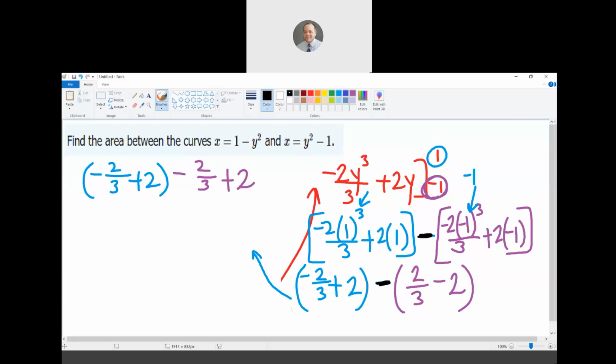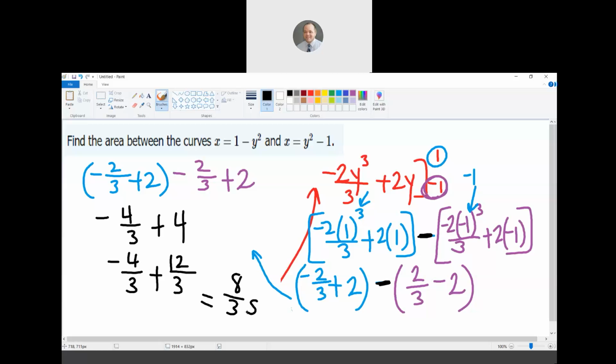plus 4. Now, to combine our fraction with our integer, make the 4 as 12/3. So our final area under the curve is 8/3 square units.